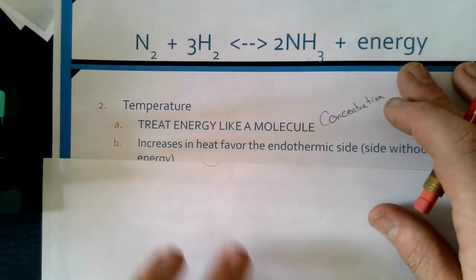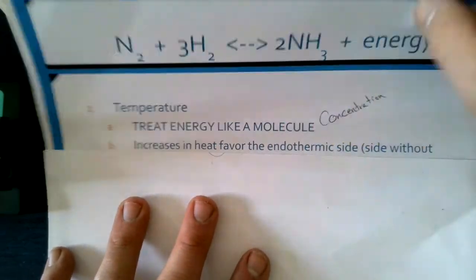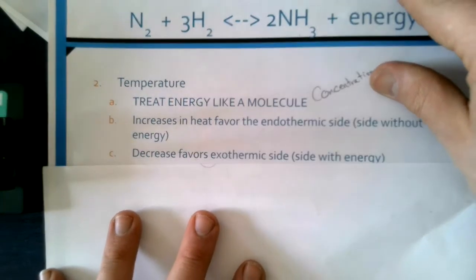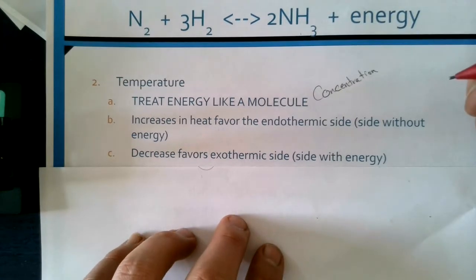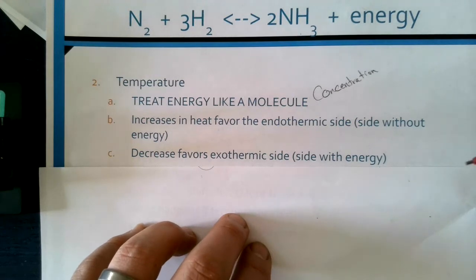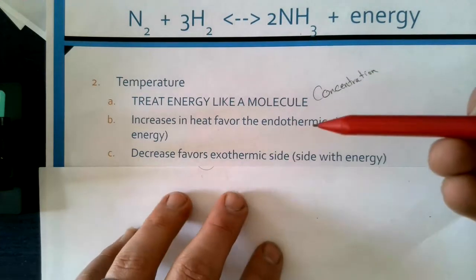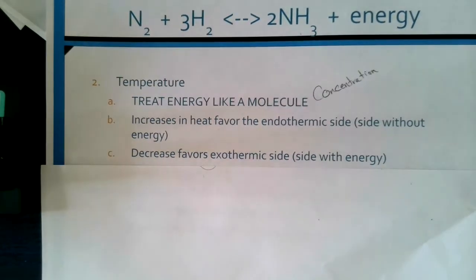Now, these are just notes that you can have. I don't really refer to this much because I refer to it in my own way. But when you increase heat, you're going to favor the endothermic side, the side without energy. And when I decrease, we're going to favor the exothermic side, the side with energy. And when I say favor, I'm talking about the side that is going to be created.